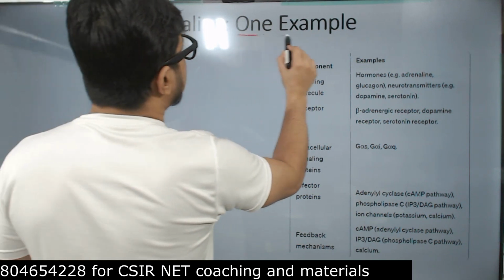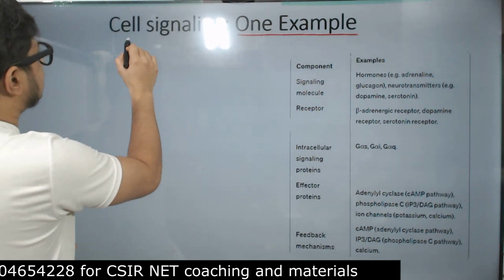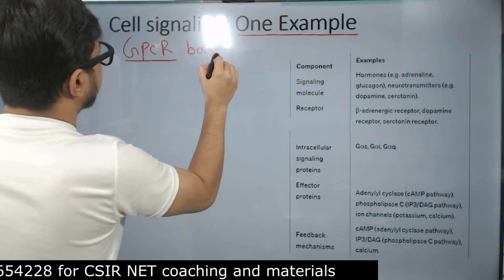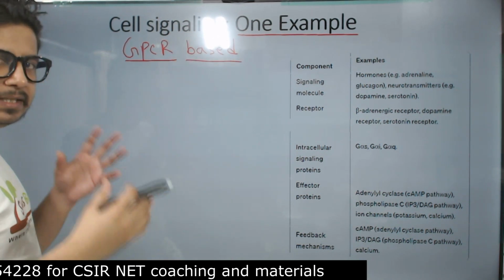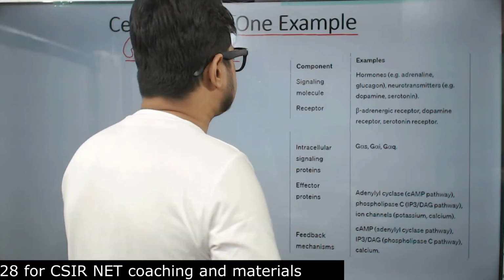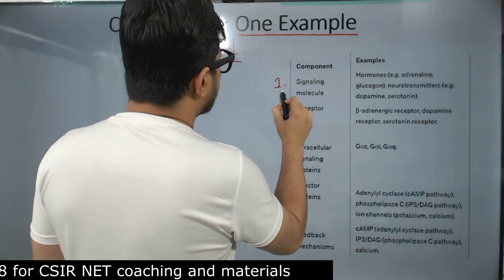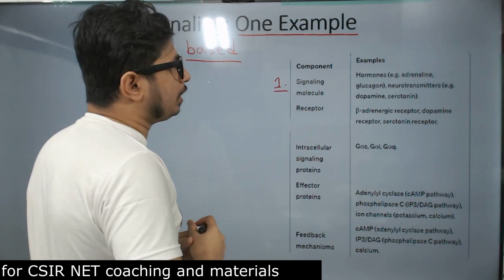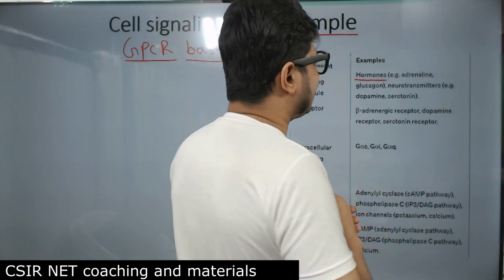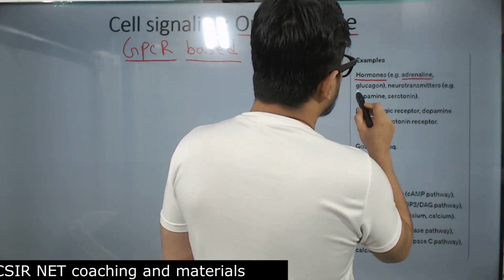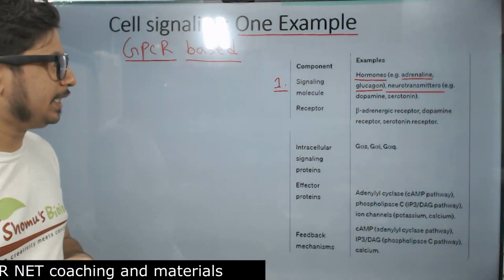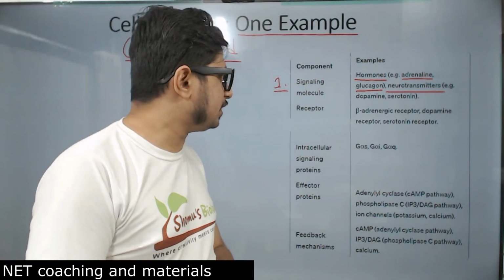So we are going to see one example of cell signaling, and this is GPCR based cell signaling. In the GPCR based cell signaling, again, like every signaling process, it starts with cell signaling molecules. The cell signaling molecule, let's say in this case, hormones. Let's discuss the endocrine signaling. So adrenaline, glucagon, or neurotransmitters like dopamine, serotonin, they act as a signaling molecule in this process.